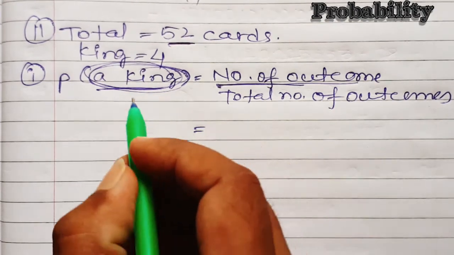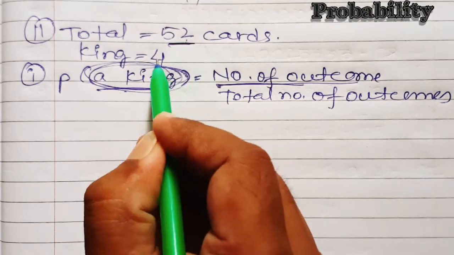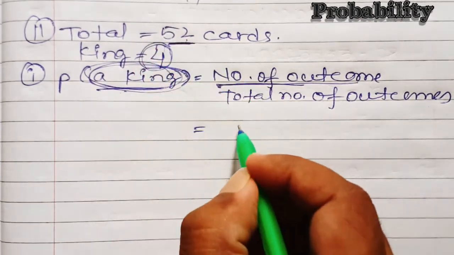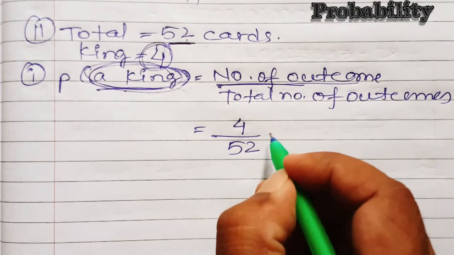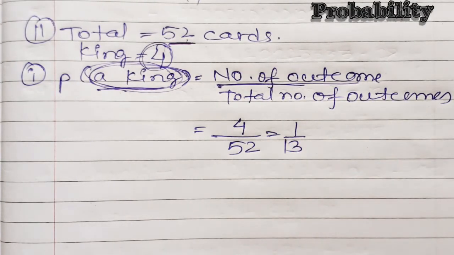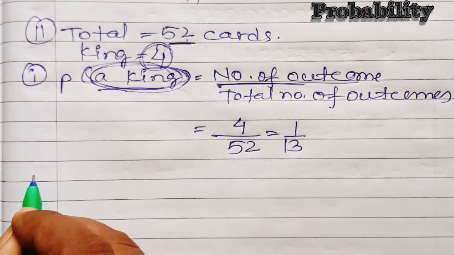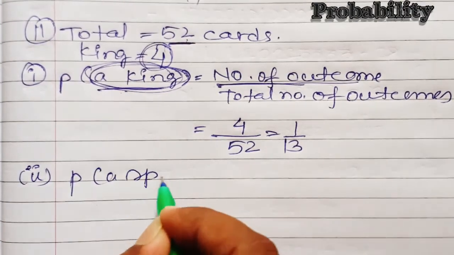So according to the question, we have to find the value of king. So we know that in the 52 cards, a total of 4 kings will be there. So 4 upon 52. So the cancellation is possible. So compulsorily we have to do the cancellations.